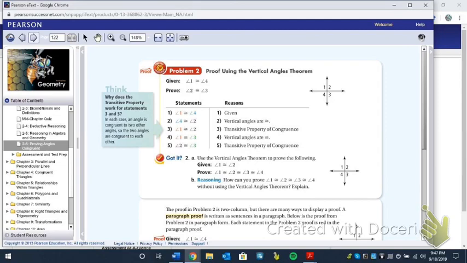So this right here is the proof using the vertical angles theorem. Once we have proven something, we can then use that theorem to prove other theorems. Okay, so once we prove the vertical angle theorem, we can look at other things which require the vertical angle theorem to make them work. So I want you to quickly copy down problem 2. Make sure that you have both the statements and the reasons.